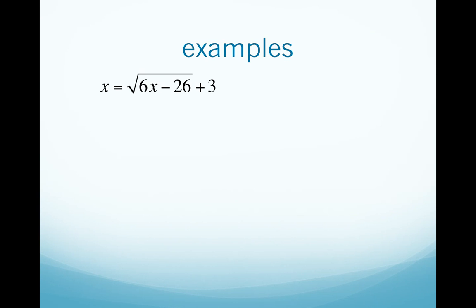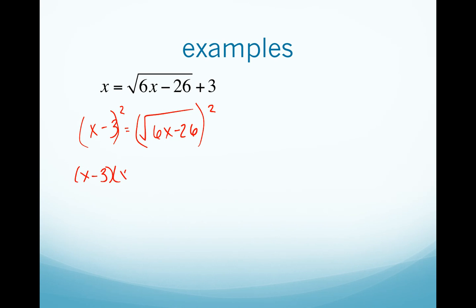We want to isolate this square root, so I'm going to move that 3 over. This becomes x minus 3 equals square root of 6x minus 26. And what makes this tricky is that I have to square this right-hand side to get rid of that square root. I also have to square the left-hand side, but I can't say that this is x squared minus 9. This is really x minus 3 times x minus 3. And I'm going to have to distribute. So when I do that, I get x squared minus 3x minus another 3x, plus 9.